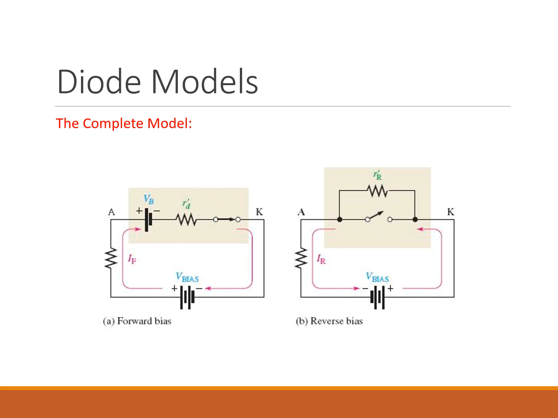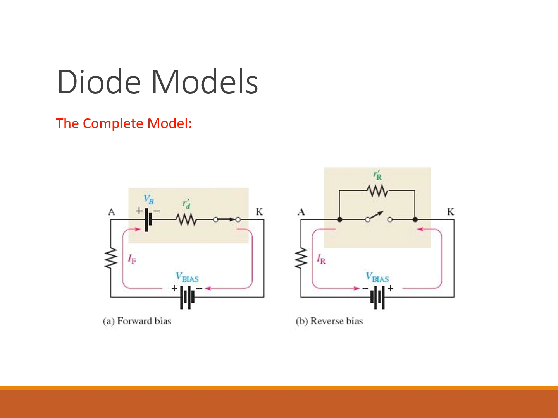Unlike the ideal model, current is limited not only by your circuit resistor, but also by the diode's internal resistance, R sub D prime. Now let's look at figure B, the reverse bias condition.